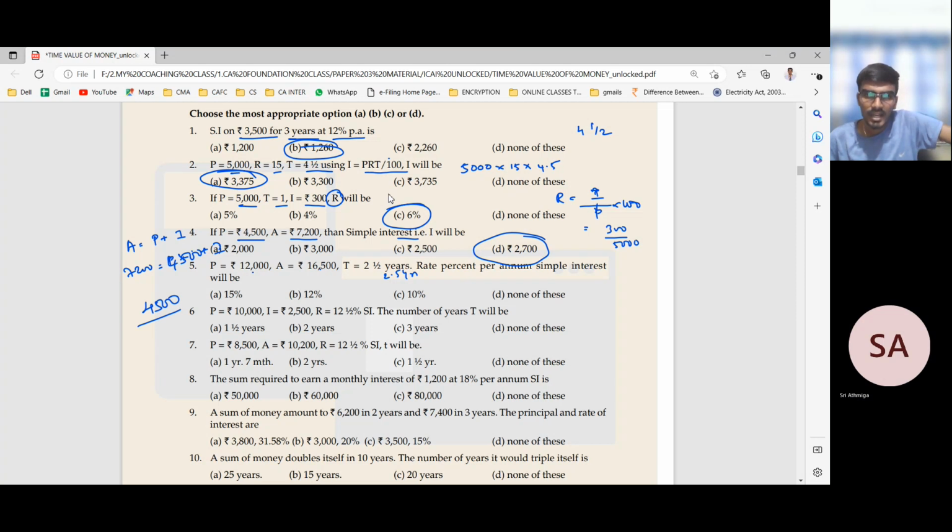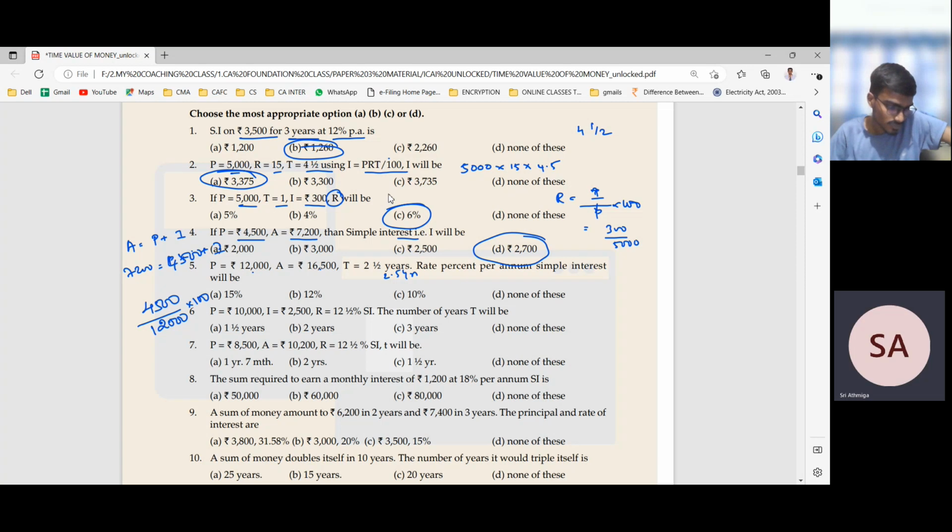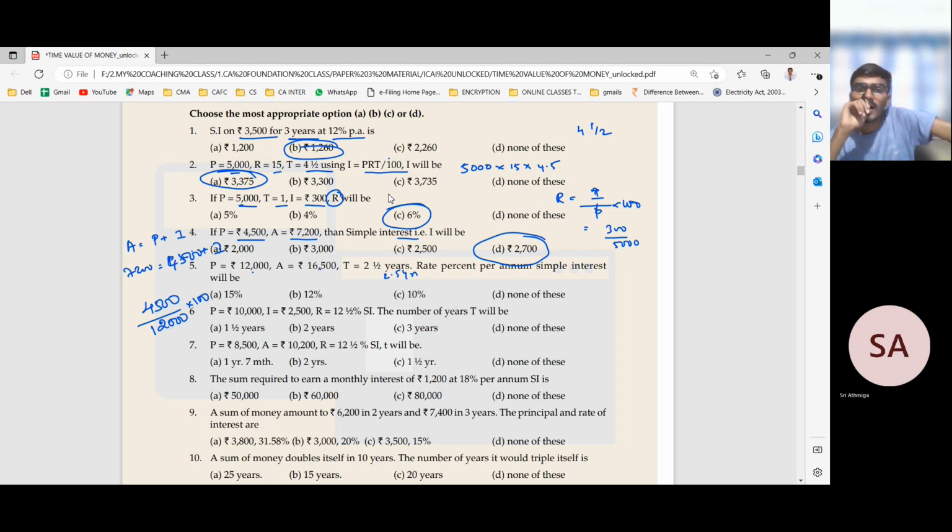What is the principal value? 12,000. Just do it, multiply and by 100. What is the answer? 337.5. No, just a minute. Here is one more thing: time. If they had given only 1 year, then this formula is right.